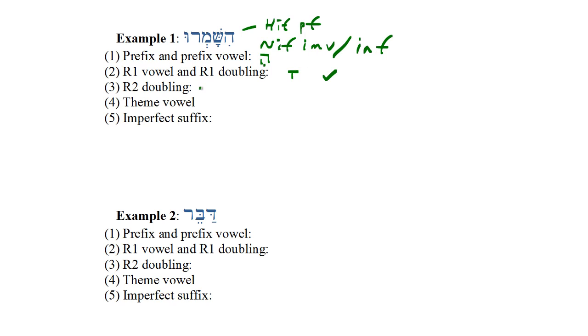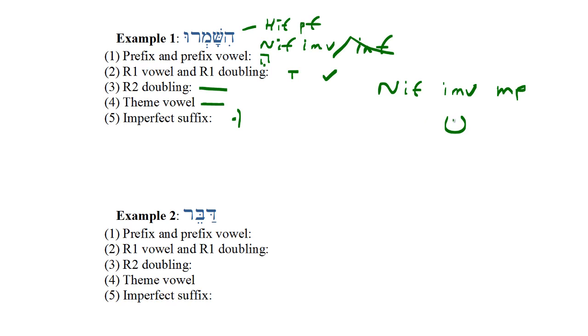There is no R2 doubling. The theme vowel reduces in this case because we have an ending, and that's going to clue us to what we have. The theme vowel is reduced, and there's an imperfect suffix, which is the shureq, and that rules out infinitive, and so we have a nifal imperative, and this is the ending that we have on second masculine plurals in the imperfect. That'll give us an imperative masculine plural.